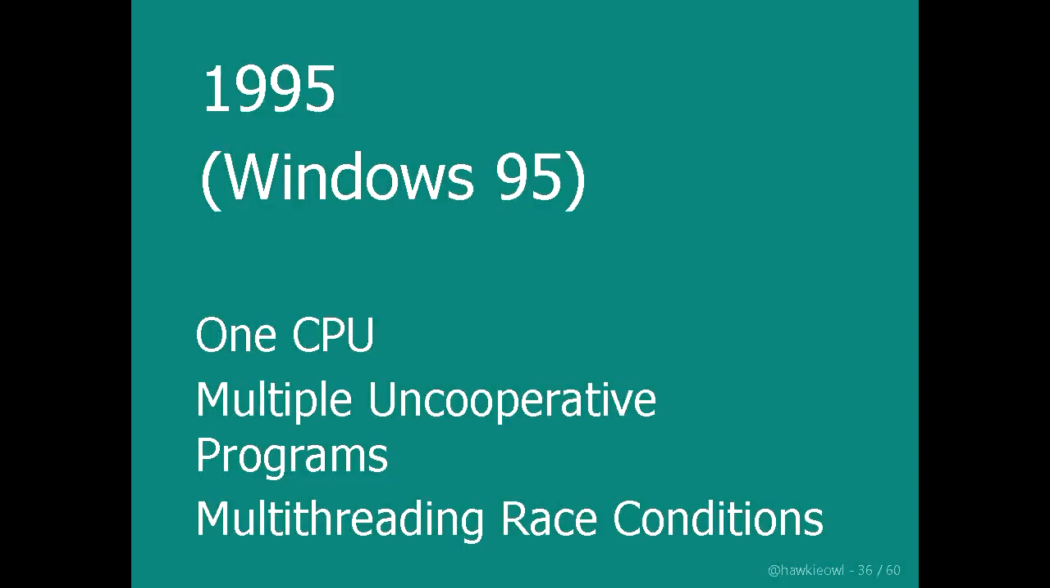So it's 1995. We've still got one CPU, but we're running multiple programs on it that might not play nicely, but that's okay. Virtual memory and preemptive multitasking means that all works fine unless someone writes some buggy multi-threaded code. Let's skip forward to 2001.